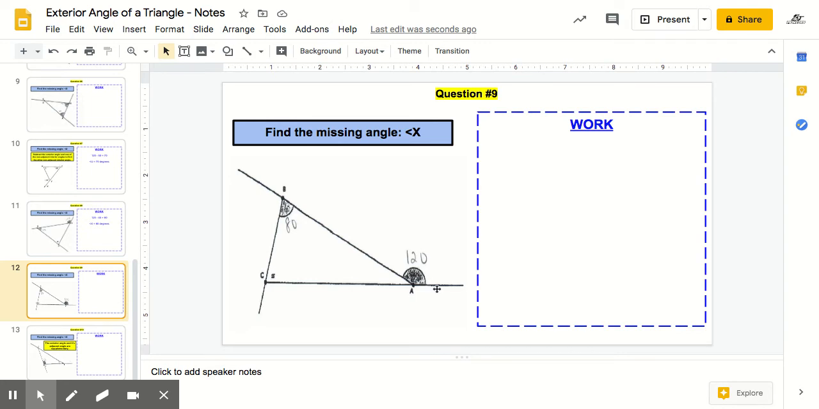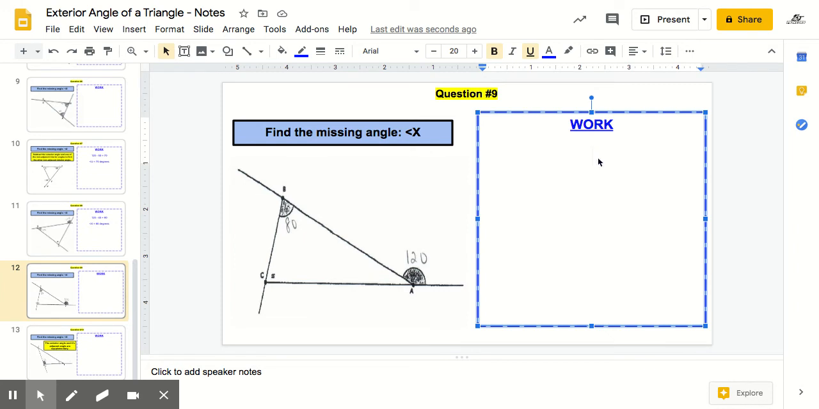All right, same goes for number 9. You're looking for the interior angle, angle X. I gave you the exterior angle and one non-adjacent interior angle. So to find the measure of that missing angle, you simply have to subtract 120 minus 80, and we get 40. So the measure of angle X is equal to 40 degrees.